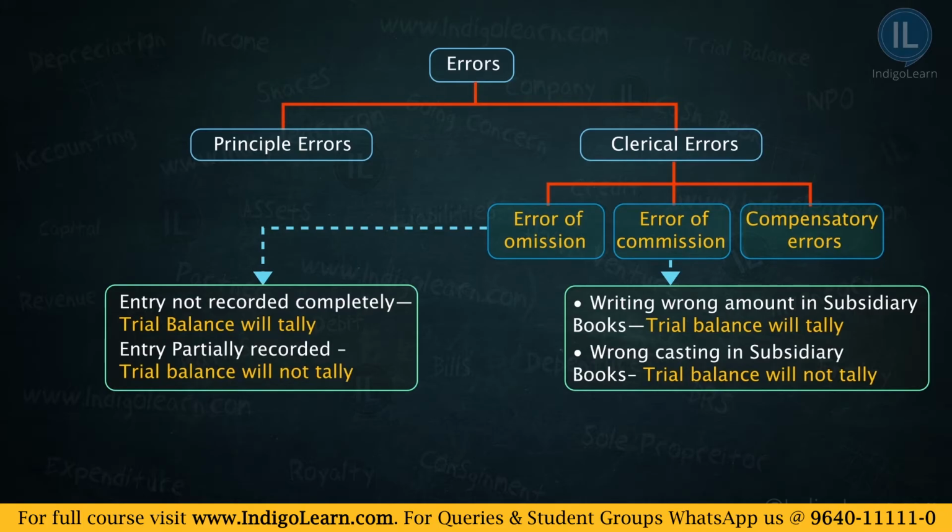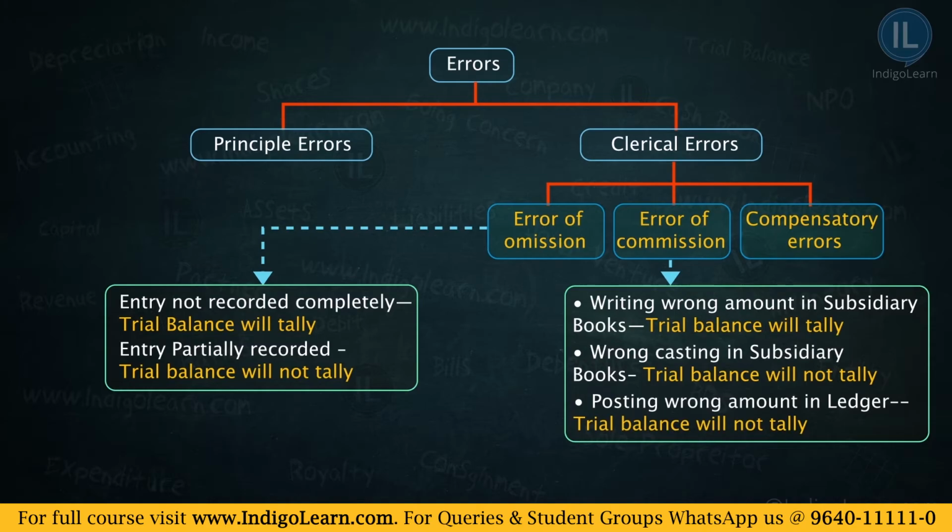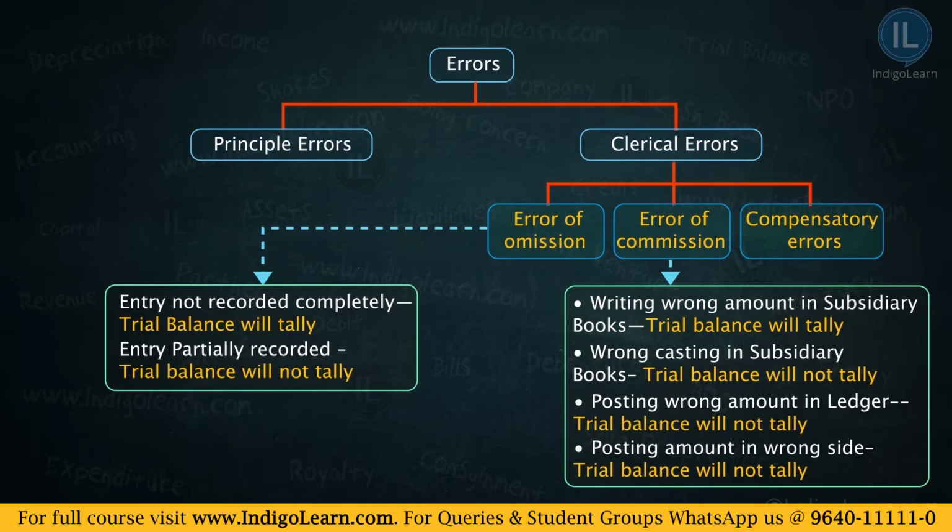Then posting the wrong amount in ledger. So 100 rupees is there as salaries, but you posted into ledger as 120. Will the trial balance tally? No. Then posting an amount on wrong side. Salaries, maybe you should have debited, but now you have credited. So if you give a wrong effect, again trial balance will not tally. And wrong balancing of the account. So you arrived at the balancing figure in the ledger account and you got a wrong balancing figure. You made a mistake in the calculation. In such cases, trial balance will not tally.